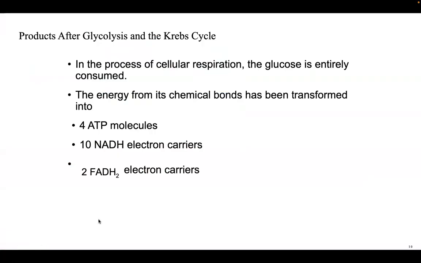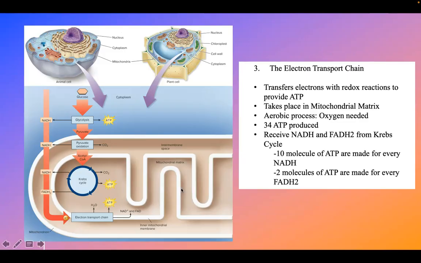In the process of cellular respiration, the glucose is entirely consumed. The energy from its chemical bonds has been transformed into 4 ATP molecules, 10 NADH electron carriers, and 2 FADH2 electron carriers. So this is before we get to the electron transport chain. When we've done glycolysis and the Krebs cycle, we have these products. These electron carriers are going straight to the electron transport chain to make the majority of our ATP.